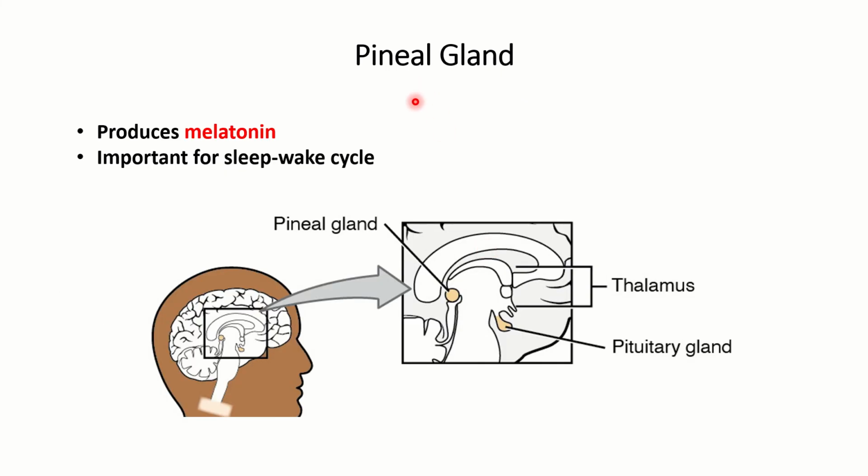The pineal gland is in the brain, so it's part of the diencephalon. It's a small gland that produces melatonin, and it's important for the sleep-wake cycle. In the later part of the evening, when the light goes down, melatonin is increased, and that's why you become sleepy.